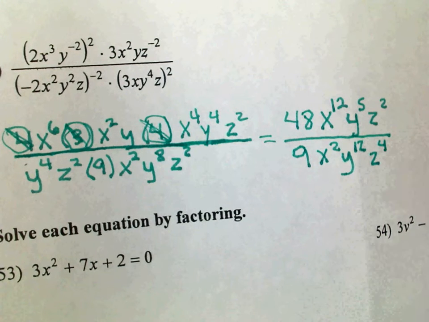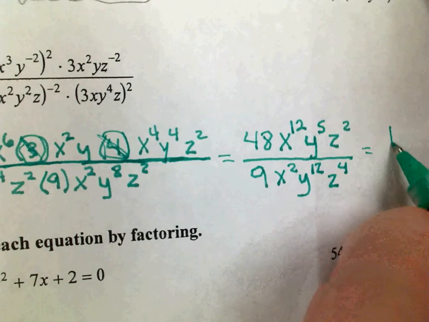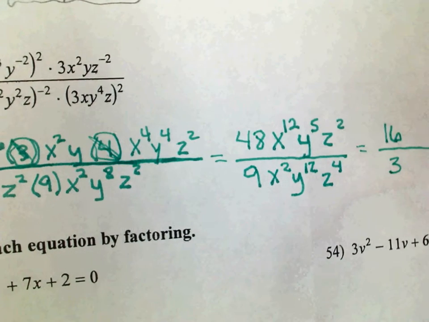Now, 48 and 9. 9 doesn't divide evenly into 48, so you can't take out a 9, but you can at least reduce it by 3. So if I divide both of those by 3, I would get 16 on the top over 3 on the bottom. So you want to reduce the number as far as you can.